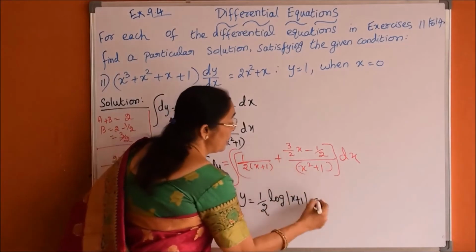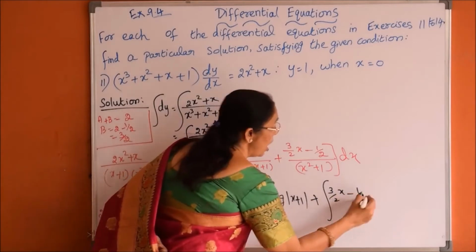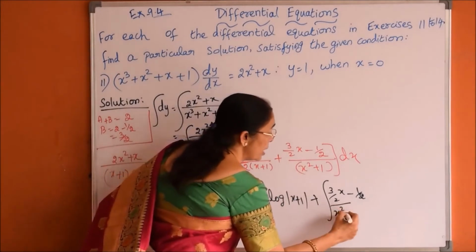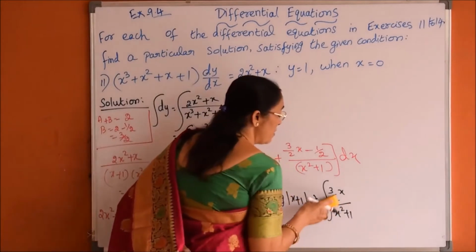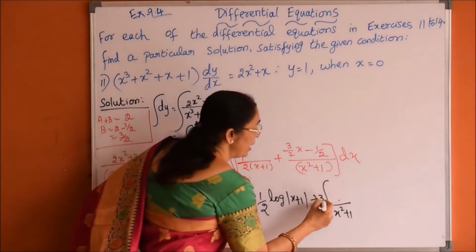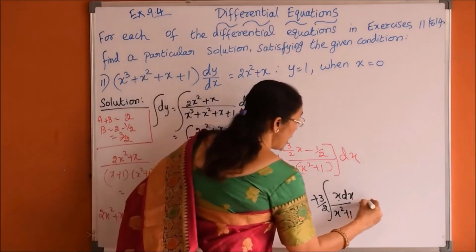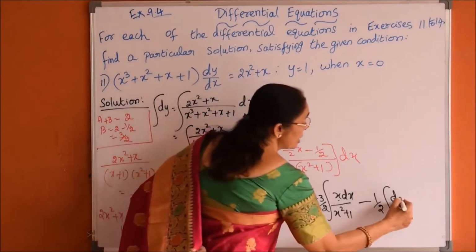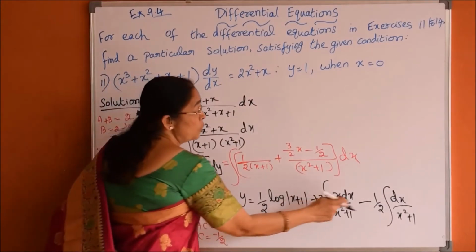The second part, after the plus symbol, is the integration of (3x/2 − 1/2)/(x² + 1). Yeah, we can split this one. 3x/2 divided by x² + 1 dx is one term. We can even take 3/2 common outside, so it is simply x/(x² + 1), with 3/2 outside. x dx by x² + 1 is the first term. Now minus, here the negative sign, half can be taken outside, integration of dx by x² + 1. So we only need these two integrations.